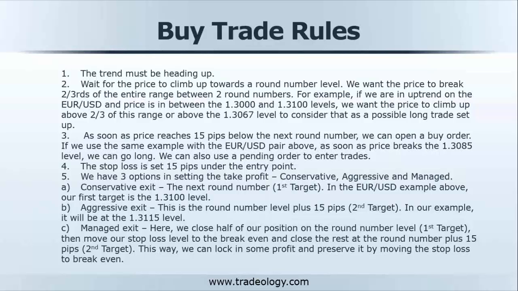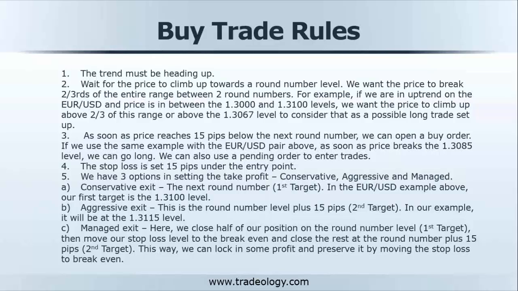When it comes to the conservative exit, we're looking to target the next round number. And on our indicator, this is shown by a horizontal line and a text label called first target. So it'll be pretty easy to see on the actual indicator itself. In the example that we use with the Euro US dollar, our first target is set at the 1.3100 level. You may remember that number because that was the extremity of that 100 pip gap. So that is the next round number, and we'll use that for a conservative target.